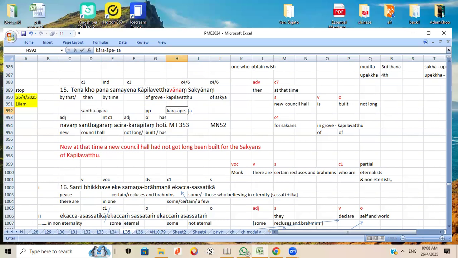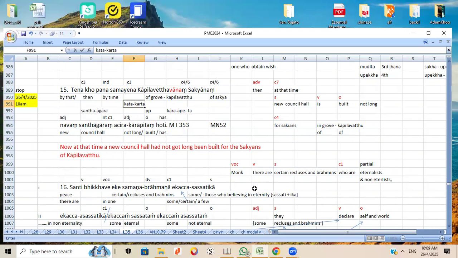Normally, without this, it will be kata. The root is KAR plus ta, and the consonant R is dropped, giving kata. This is the PPP. This one consists of kara, ape plus ta, so this one means caused to build, made to build, all right.